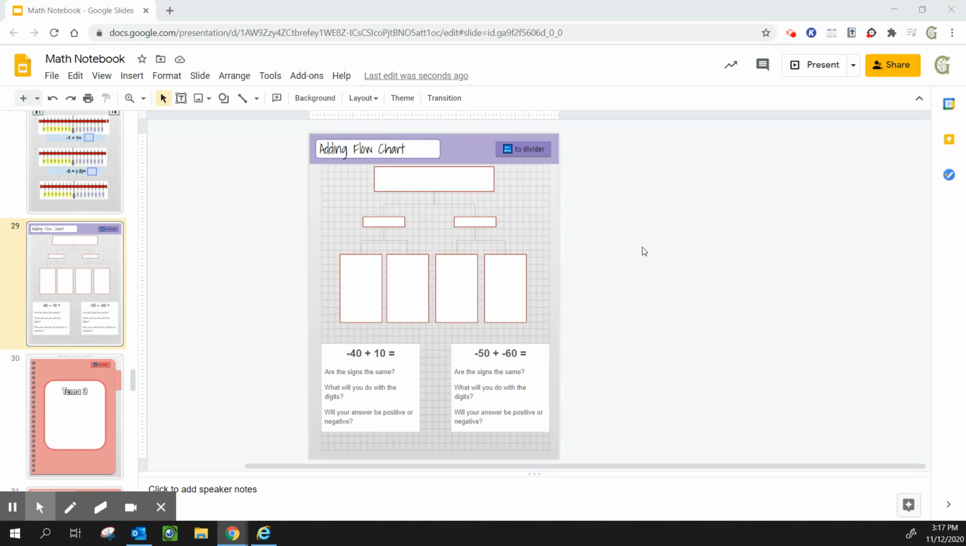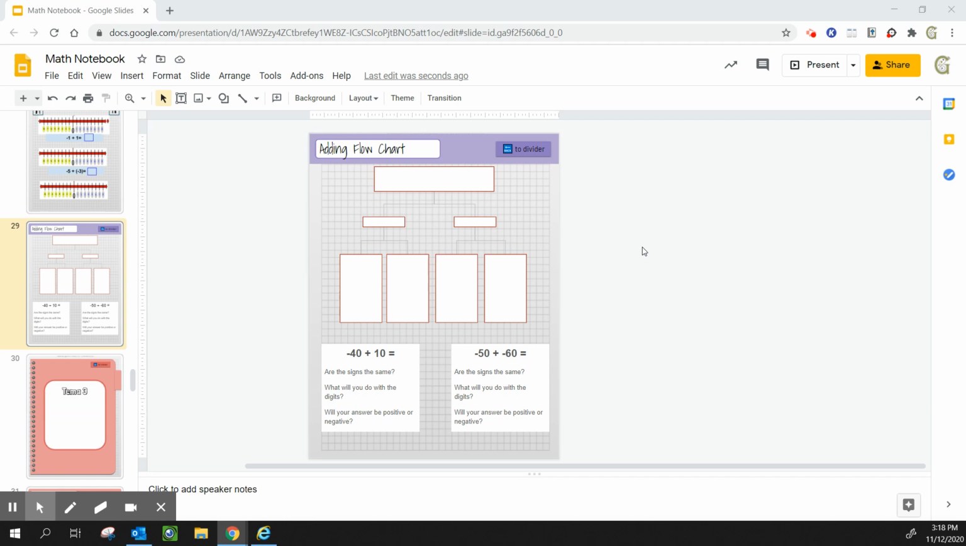Okay, so we spent the past couple of days making a connection between using the models like the counters and the number line to come up with a rule for what happens when you add positive and negative numbers. The nice thing about the rule is that it works for any kind of positive or negative that you're adding. And so that includes really big numbers or little numbers or fractions or decimals.